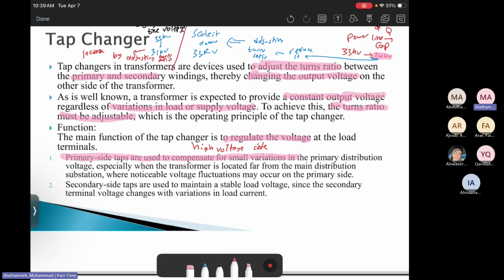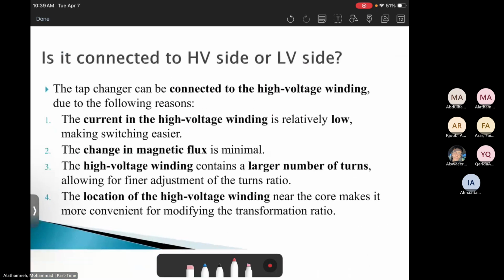However, if you put it at the low voltage side, any small variation can make a big change. We don't want to make a big change; our target is a small change. Therefore, we will put it at the primary side. While if you put it at the secondary side, the change can be significant and can be challenging.